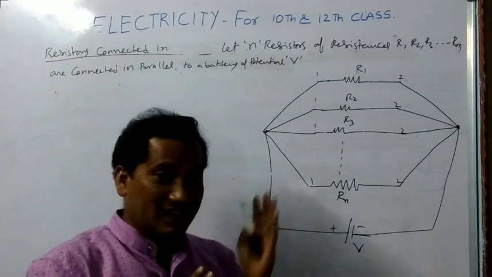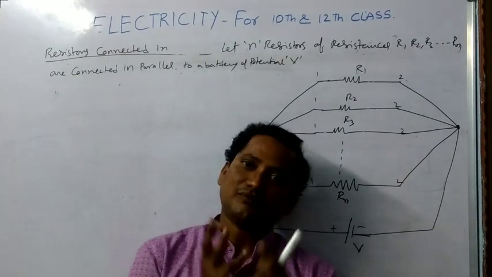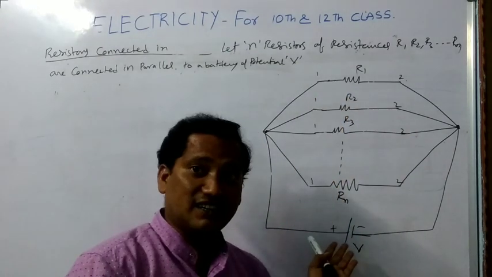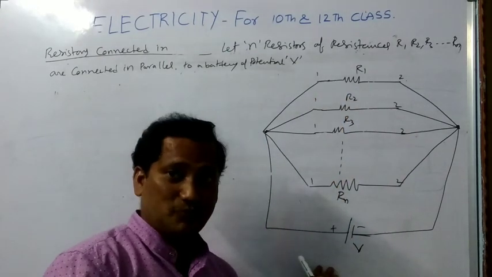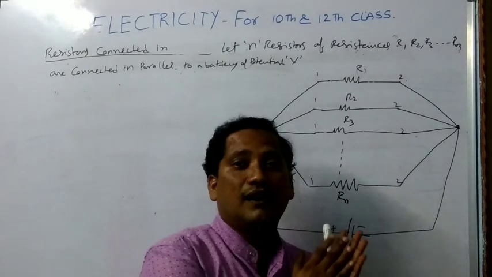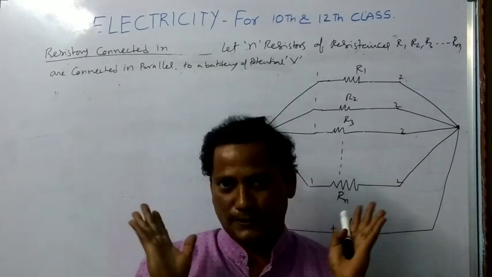What about in the parallel connection? Basically, you have the three terms: potential, current and resistors. Resistors here are already connected to the battery of potential. So what about the current? Here, in this case, current is changing, potential is constant.